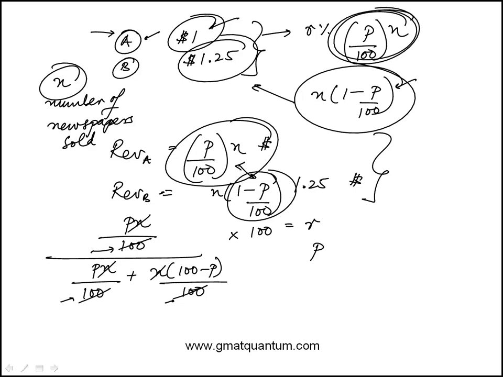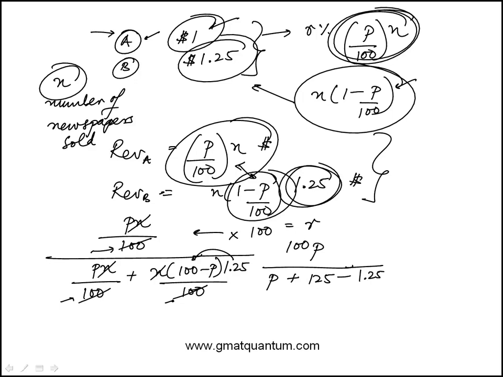And then so we have P, and it becomes 100P because I'm multiplying the numerator. And the denominator becomes P plus, actually I forgot something here, this 1.25. So keep in mind that I have to distribute that 1.25. So 1.25 times 100 is 125 minus 1.25P is equal to R. And this becomes 100P over P plus 125 minus 1.25P, which is 125 minus 0.25P. So all we have to do is to clean it up so that it looks like what's given in the answer choices.